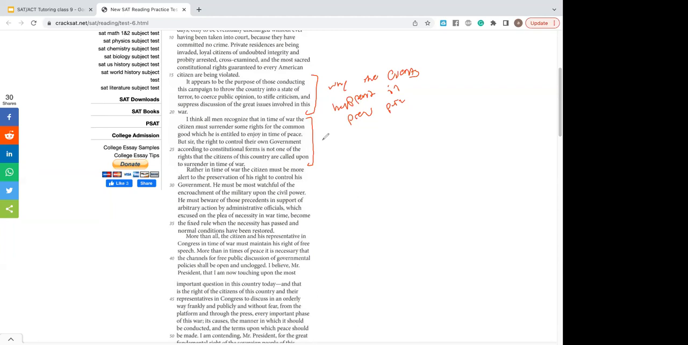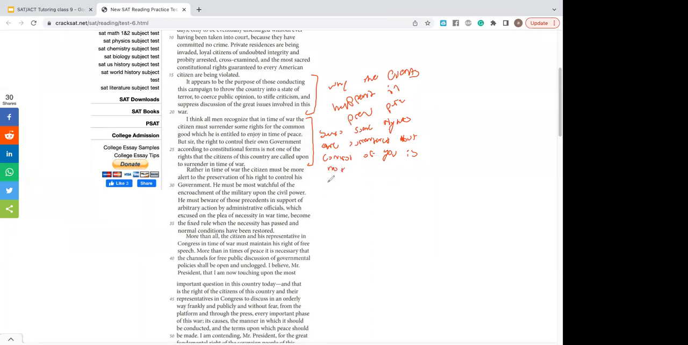So I guess it says some rights are surrendered, but control of the government is not.